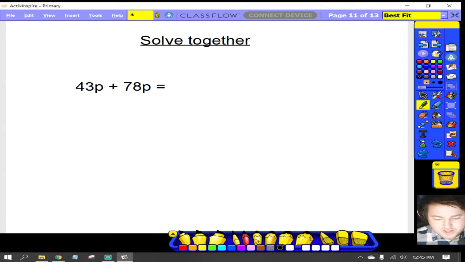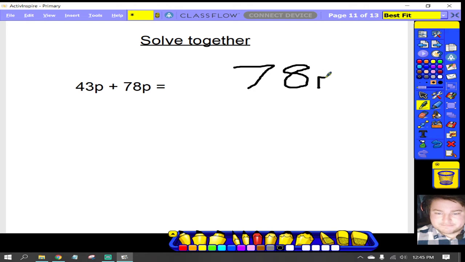Solve it together. You and me, we're going to solve this together. So, we are adding. Fine, we can do this. We've done 2 digits and 2 digits, but we can see, look, already it's going to be hundreds. We always start with the biggest number.